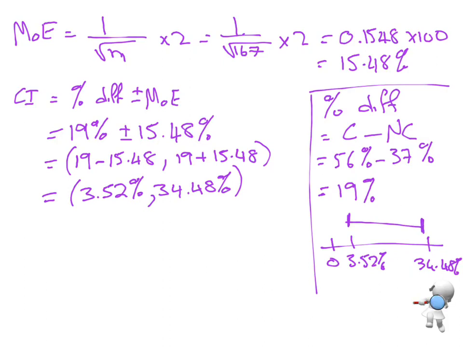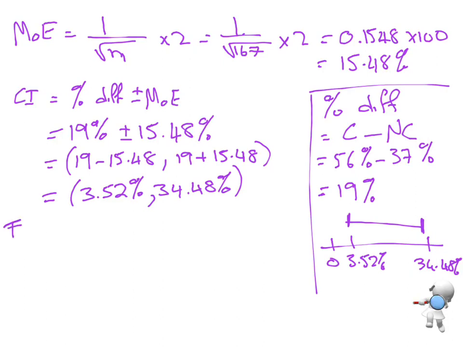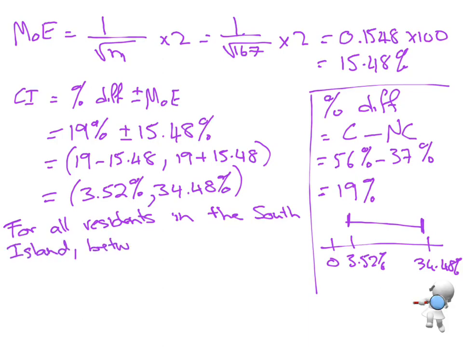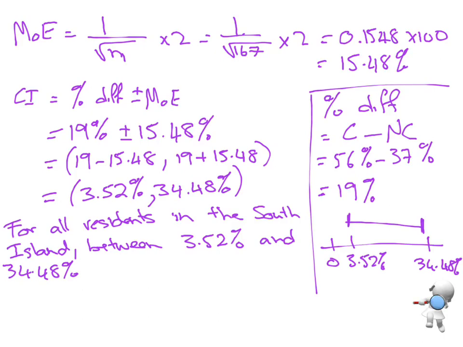Okay. So now we've compared the confident with the not confident, and we need to interpret this. Remember, this is estimating from a sample what is happening in the population. So we can say, over the South Island, this is comparing for all residents in the South Island, between 3.52% and 34.48%. And what is the note? It's that people are confident in that percentage more.